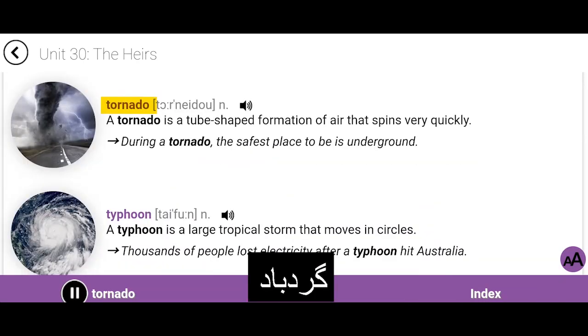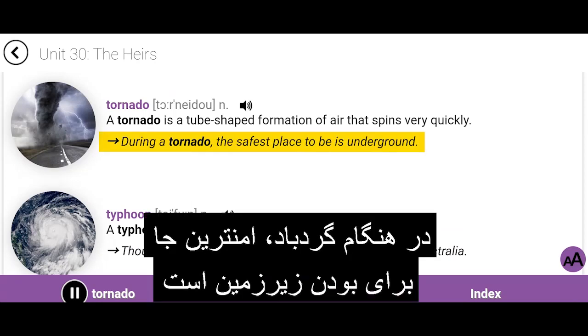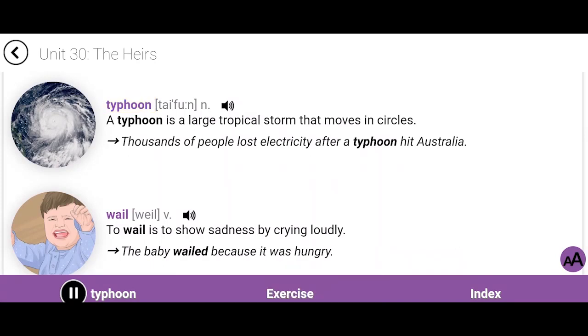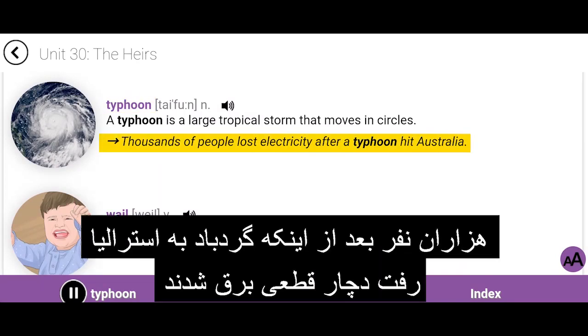Tornado. A tornado is a tube-shaped formation of air that spins very quickly. During a tornado, the safest place is to be underground. Typhoon. A typhoon is a large tropical storm that moves in circles. Thousands of people lost electricity after a typhoon hit Australia.